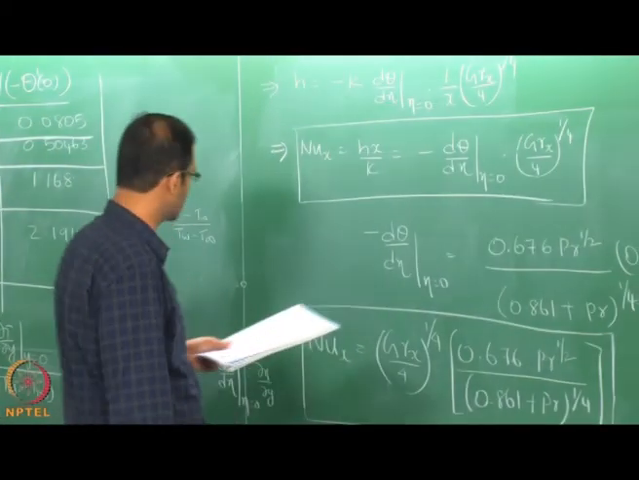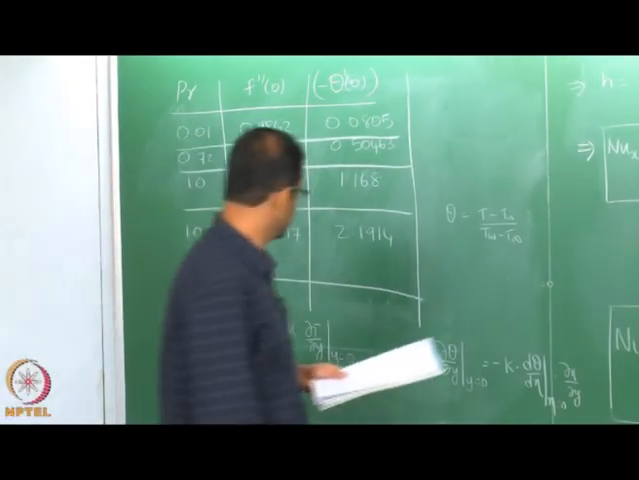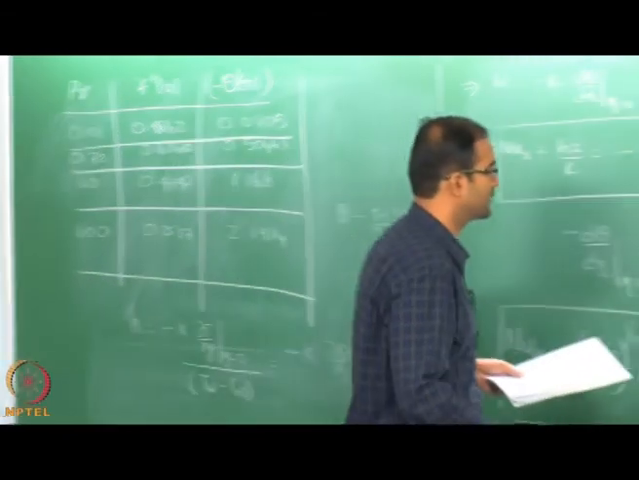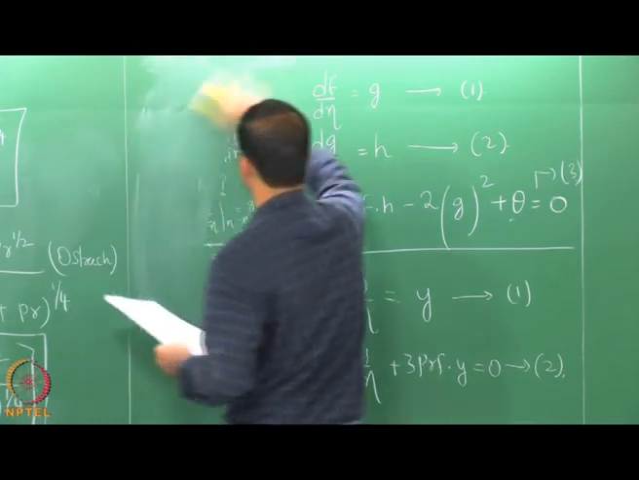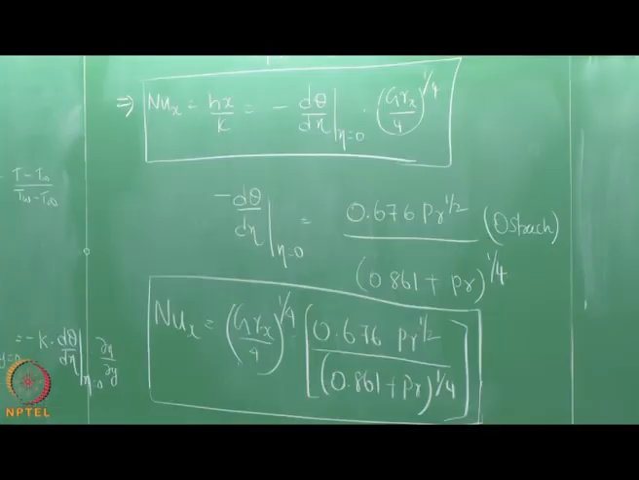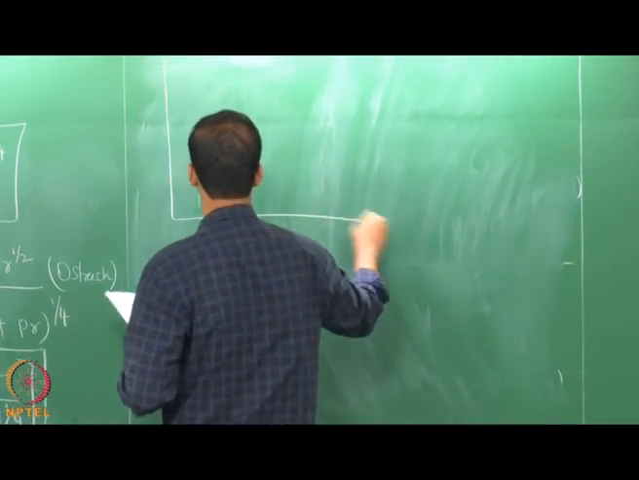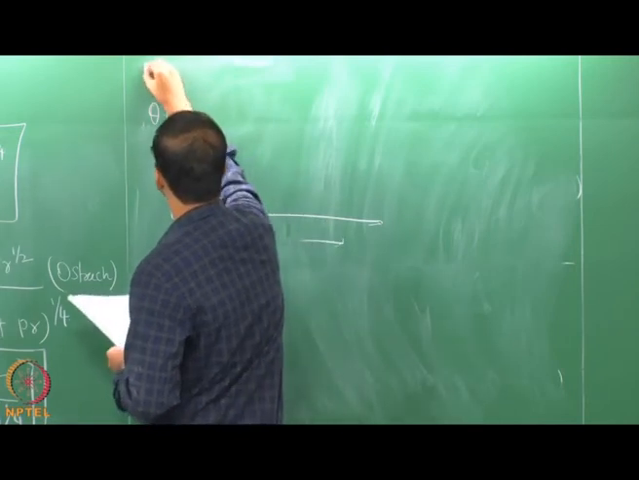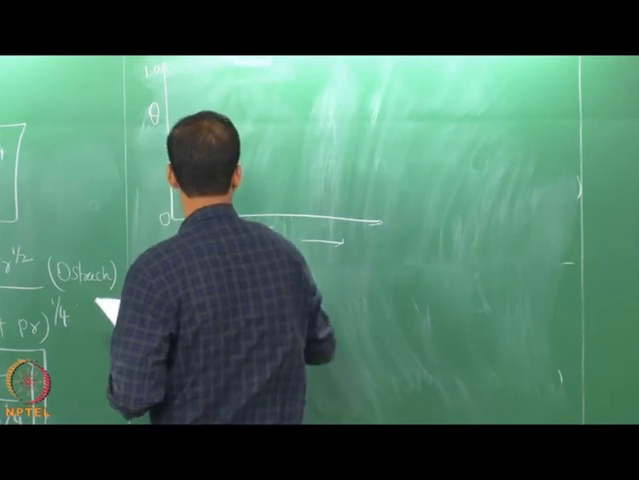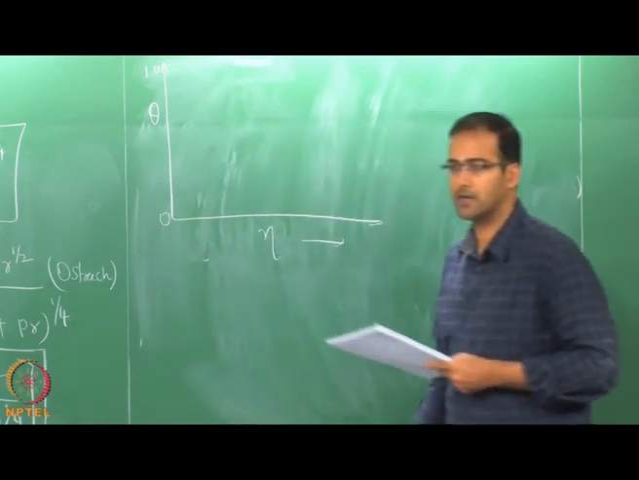Now, what we will do is also plot the solution for theta and the velocities. Okay. So, once you solve these ODEs by the shooting method, whatever is described here, you should be able to also plot df by d eta, which is nothing but u by u ref, and theta. So, first I will show the variation of theta, which all of you are mostly familiar with. So, this is 1, 0. So, eta going from 0 to a large value. So, at eta equal to 0, T equal to T wall.